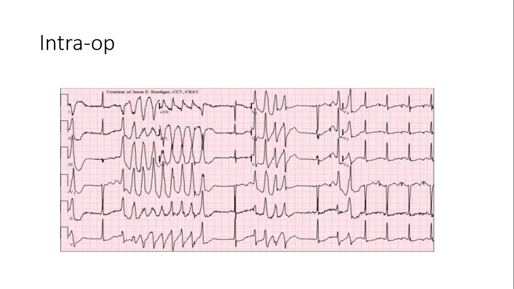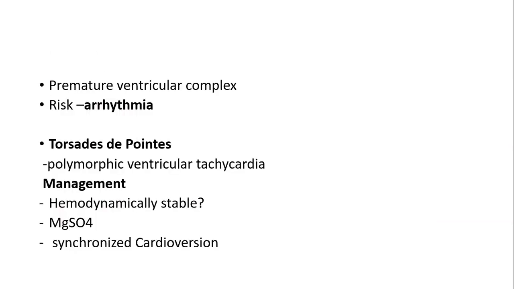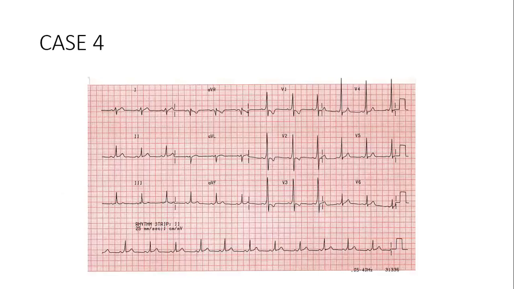So this is a type of arrhythmia, a ventricular tachycardia, but unfortunately you need to know. As we just said, as Dineo said, premature ventricular complex. So there's a risk of arrhythmia, of which this patient went into an arrhythmia, which was a torsades de pointes, which is a polymorphic ventricular tachycardia, and yeah, the management that Dineo described.